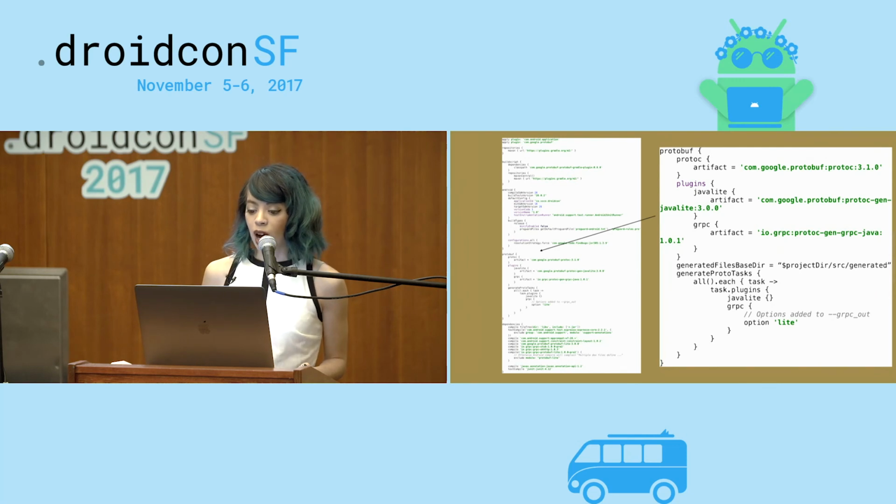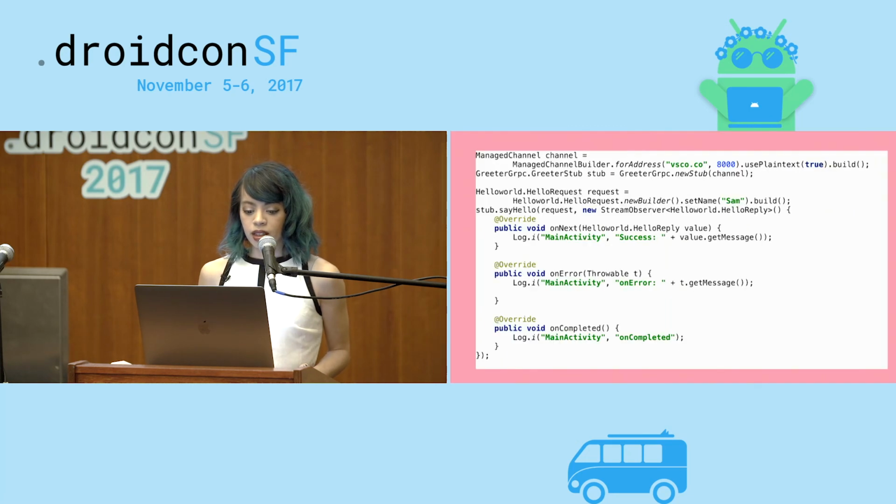And we're adding the Lite option for gRPC also, which will do the same thing as it would for the Protobufs. So if you do all of what I described above, you're kind of ready to go. You can use this code that I showed you before in your Android application.